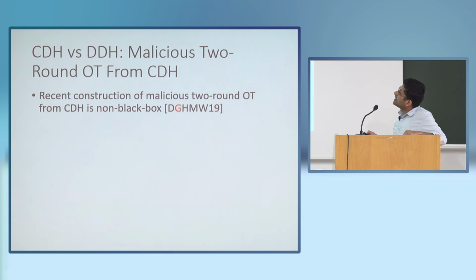It's non-black box, and it seems like two-round OT is one of those primitives where we can easily get it from DDH, but it seems to require a lot more work to get it from CDH. So the question to ask is, and we've tried getting a black box construction and it doesn't seem feasible, can we rule out black box constructions of two-round OT from CDH? That would be interesting.